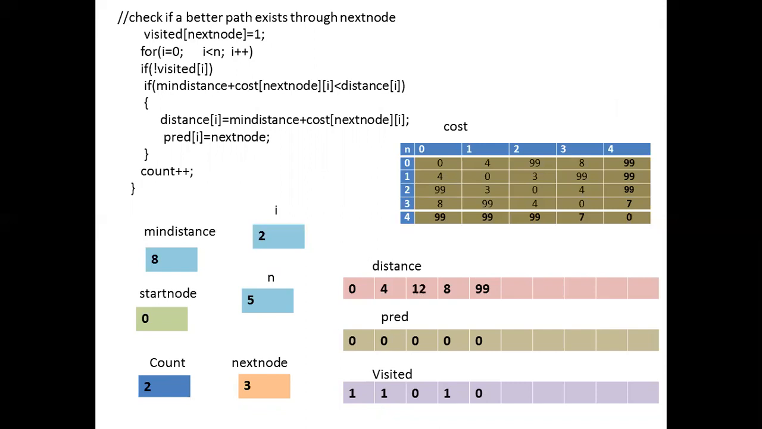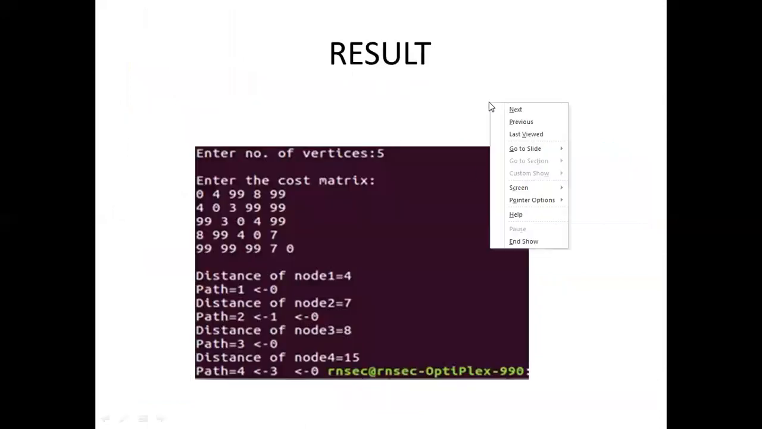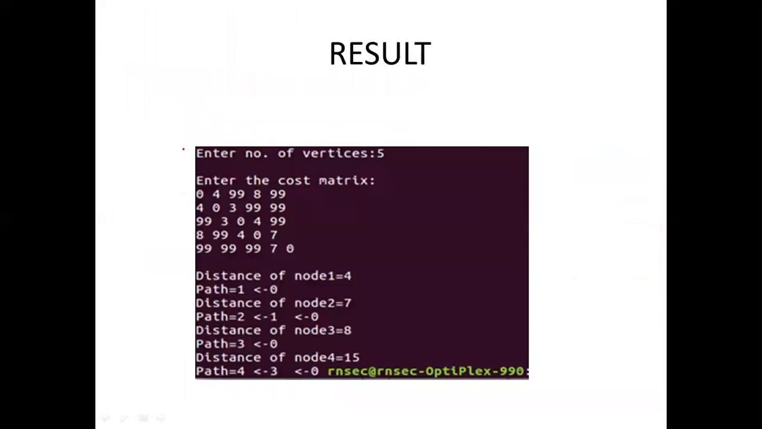So now I'll show the complete program. This is a set of blocks used to print the final result. Now you can observe the final result will be printed like this. I want the result: the distance of node 1 is equal to what, the distance from what node to what node, and which path has to be followed. So this is the final result I am going to get once I execute the program.